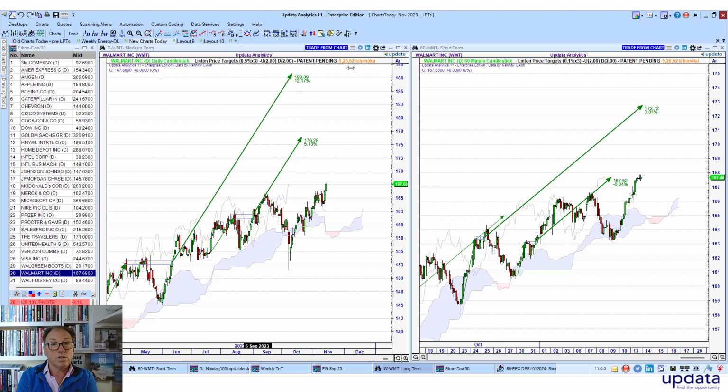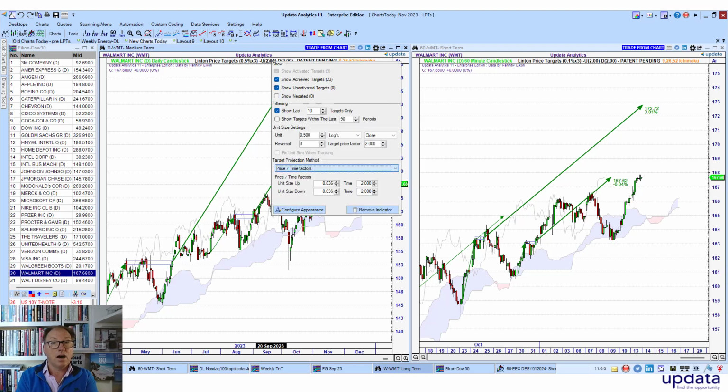Don't forget that you can adjust these here. I use 2, and so don't feel you have to change these, but you can curve fit.